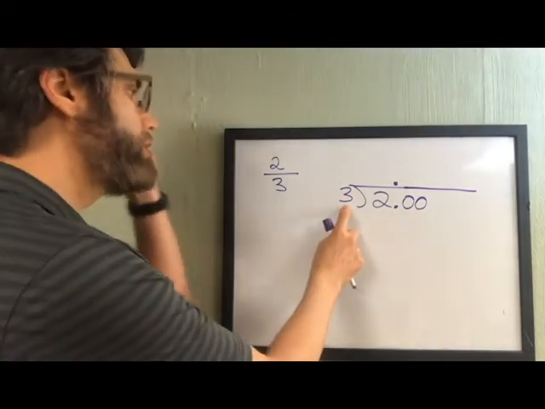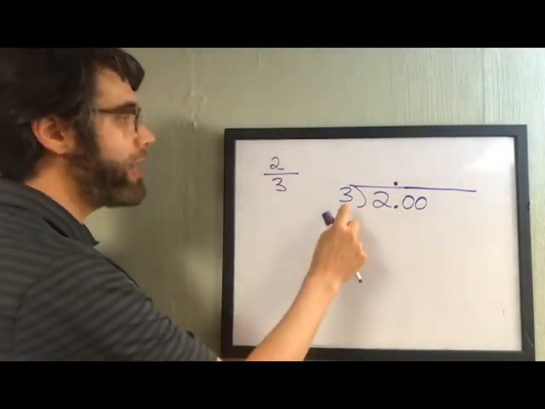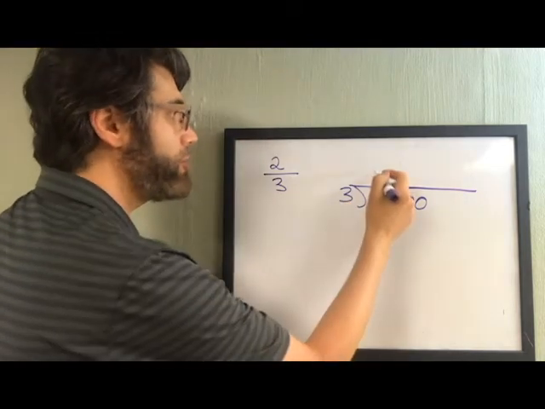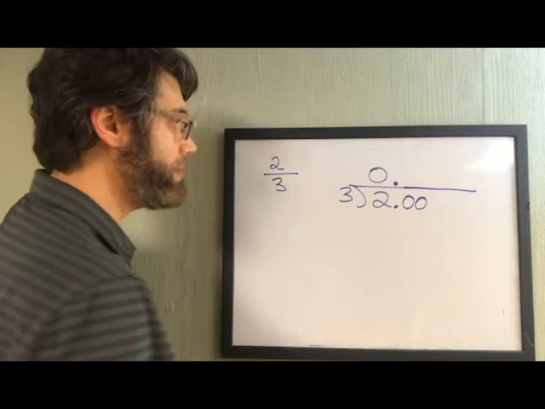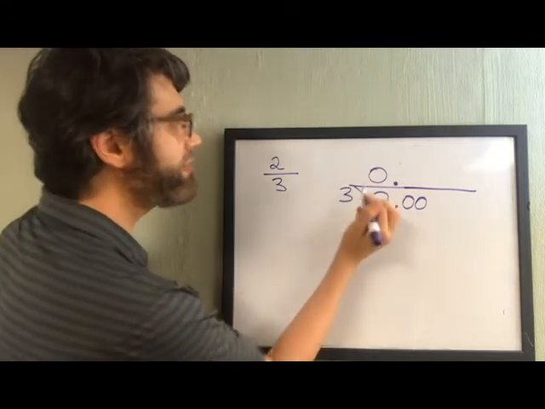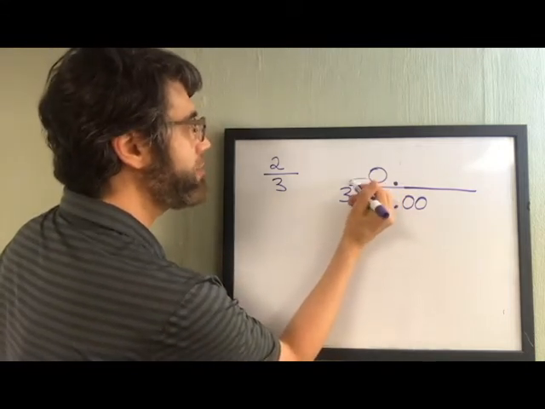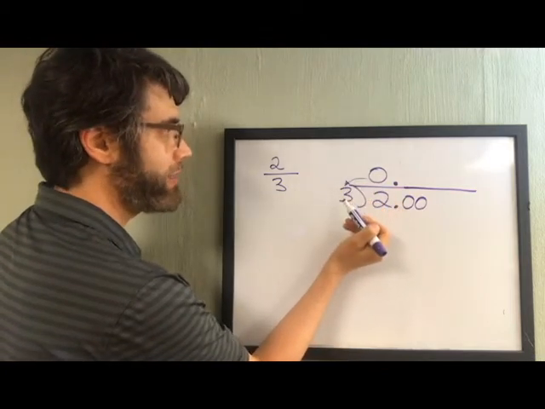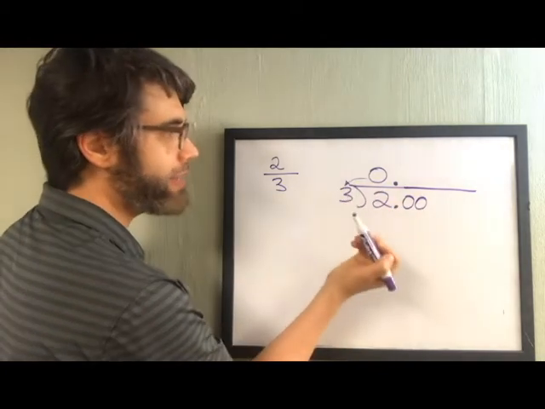So how many 3s can go into 2? There aren't any. So you're going to put a 0 here. Okay? Now this is the first time that you're going to do some multiplication. We're going to do 0 times 3, okay? 0 times anything is 0.